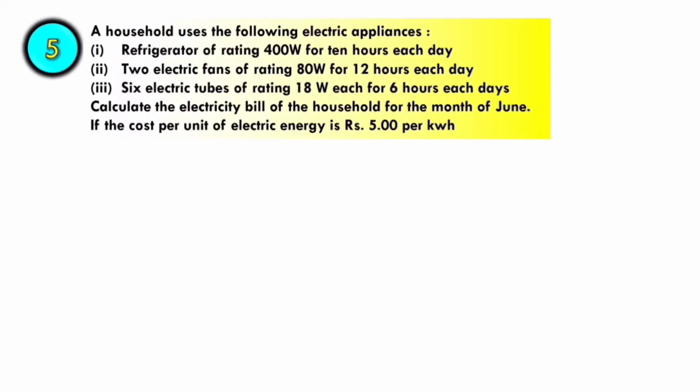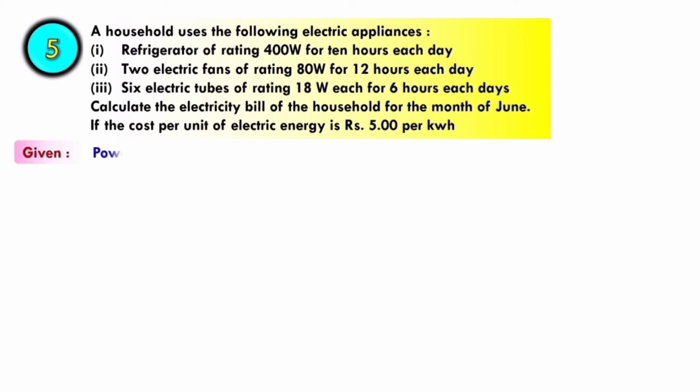Now see, this is the last question of this lecture. So a household uses the following electric appliances. First one is refrigerator of rating 400 watt for 10 hours a day. Second is 2 electric fans of rating 80 watt for 12 hours a day. And the third is 6 electric tubes of rating 18 watt for 6 hours a day. So what we have to calculate? Calculate the electricity bill of the household for the month of June, if the cost per unit of electric energy is rupees 5 per kilowatt hour.